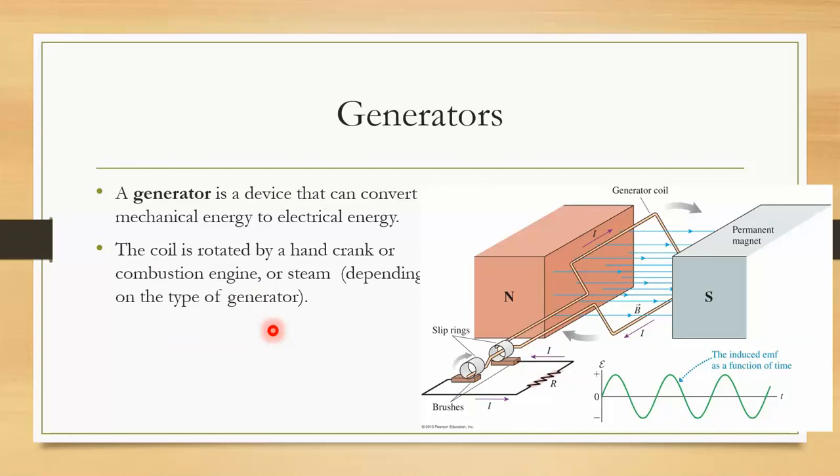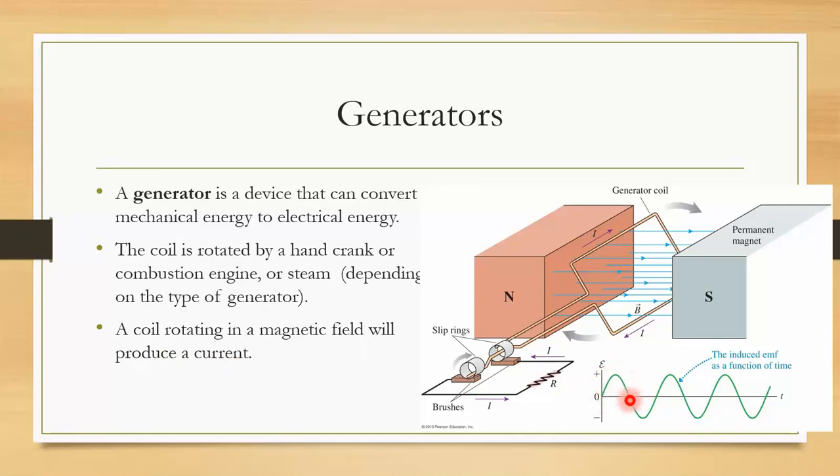The coil is rotated either by a hand crank, or there may be a combustion engine, or there may be steam, depending on the type of generator that we have. So we have a coil that is rotating in a magnetic field, and as the coil is rotating, it's going to have a changing magnetic field. Let's say we have steam turning the coil around. As it's turning, it experiences a changing magnetic field because its angle changes. As it has a changing magnetic field, it's going to produce a current. The current is actually going to be an AC current.